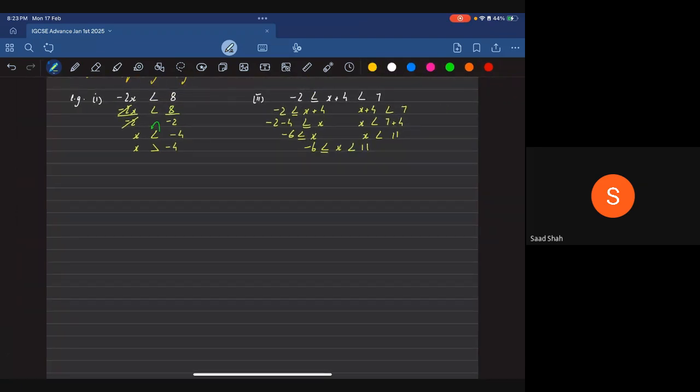Now, how do we showcase these on the number line? That is extremely important. I hope everyone knows what a number line is. Yes, whoever's got their hand up, please tell me what's up.